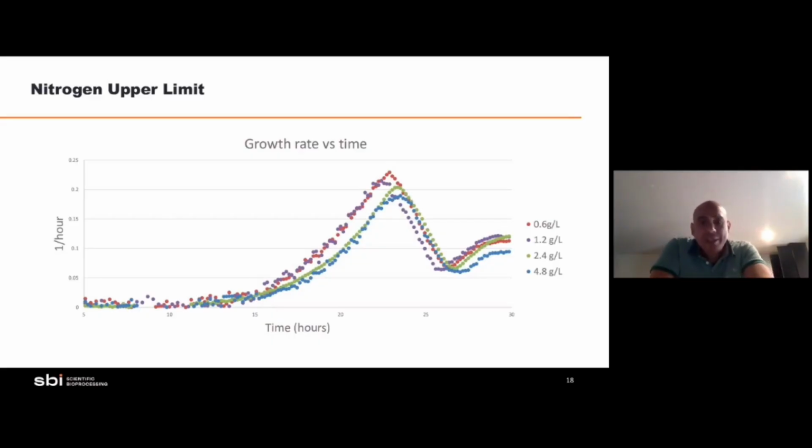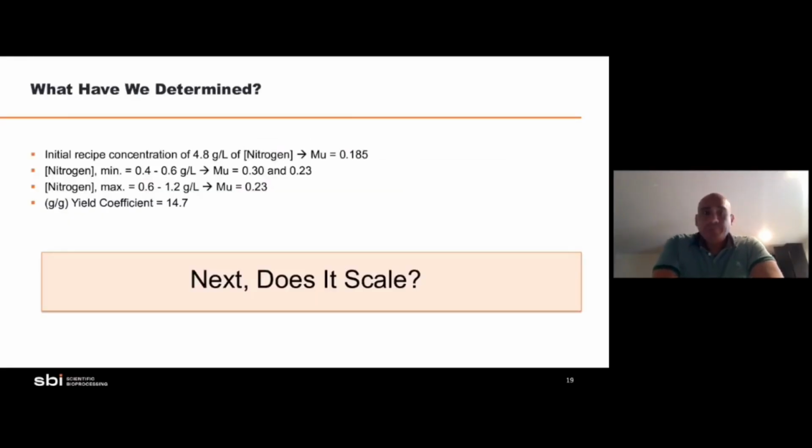So here we can see that at the higher concentrations, the lag phase actually increases and our growth rate decreases. So we're not getting any assistance from all that additional nitrogen. And when we went back and looked at the data, it does not appear that our product formation decreases significantly with this reduction.